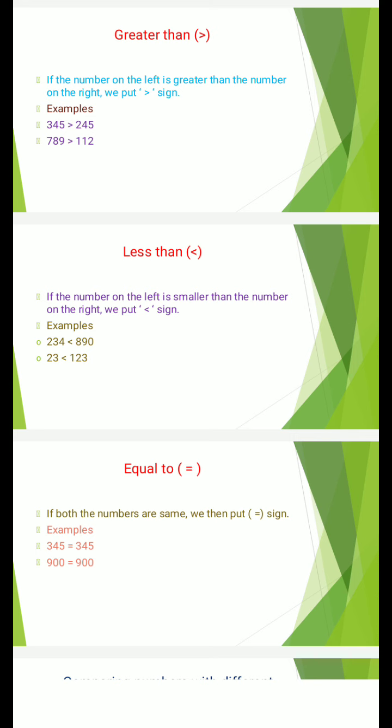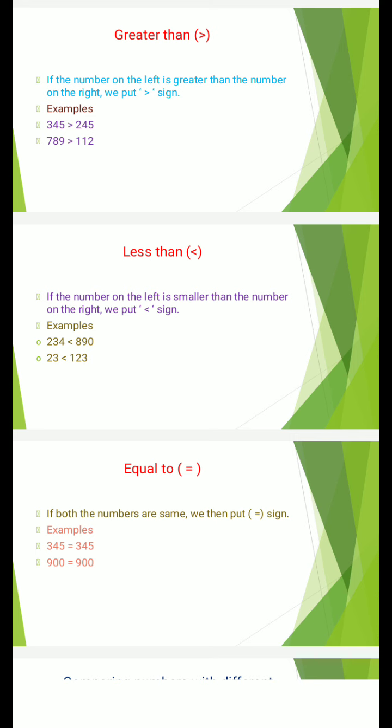The number on the right is 890 and the number on the left is 234. The number on the left is smaller than the number on the right. So we put the less than symbol. 234 is less than 890.